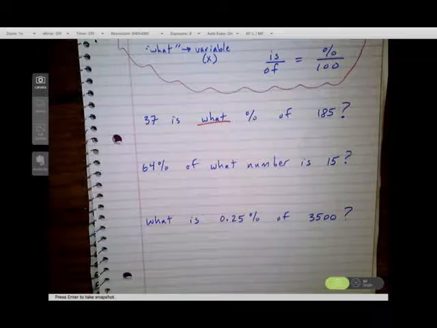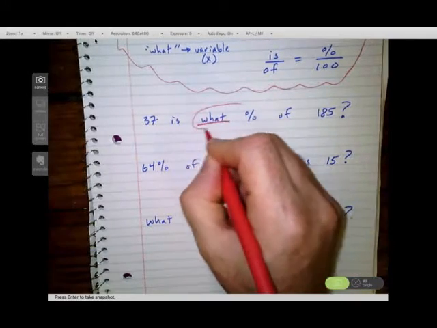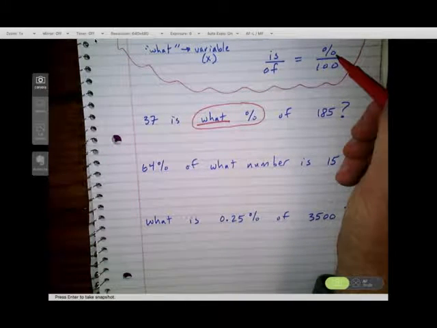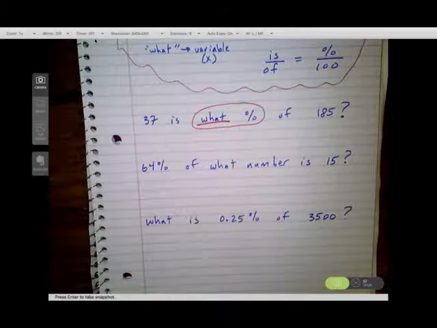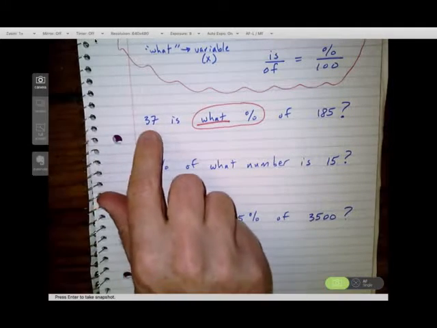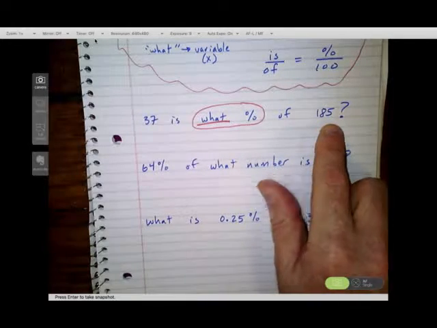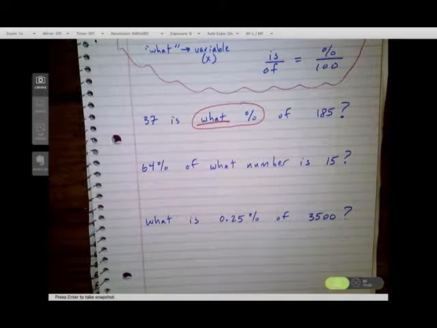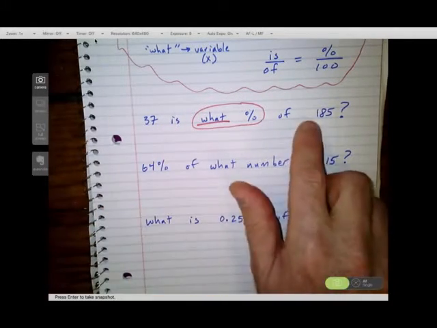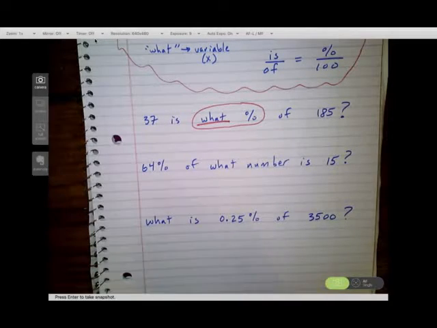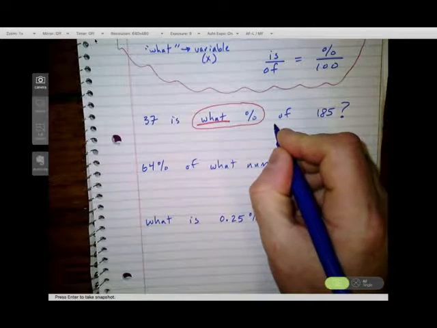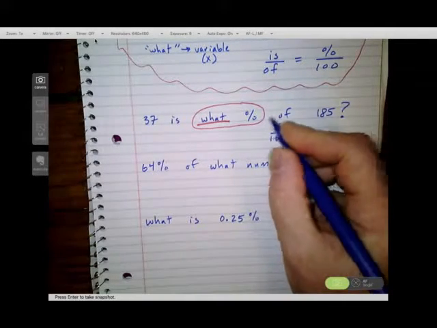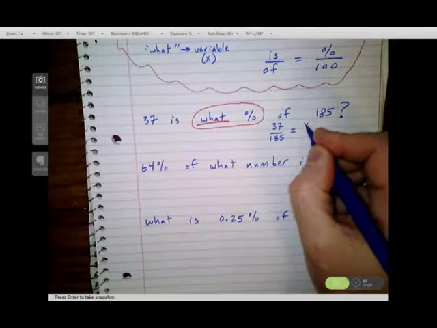Okay, I'm going to underline what. And I'm going to circle actually this whole thing because see how what goes with the percent? That means the variable is going to go up here over 100. So 37 is what percent of 185? If you think about this, 37 is the part, and 185 is the whole. Again, you could do is over of equals percent over 100 too. So let me write that down here. I've got 37 is the part, 185 is the whole, equals the percent. Well, I don't know what that is, so I'm going to call that x over 100.